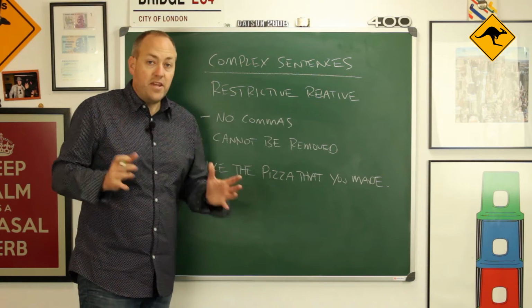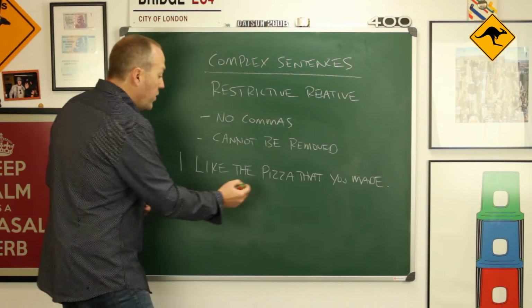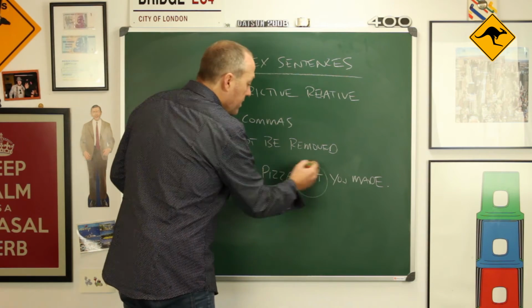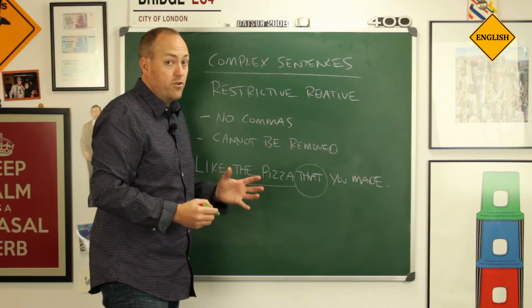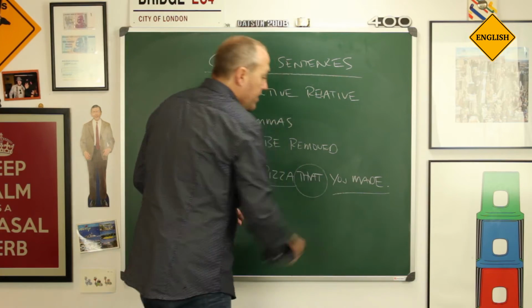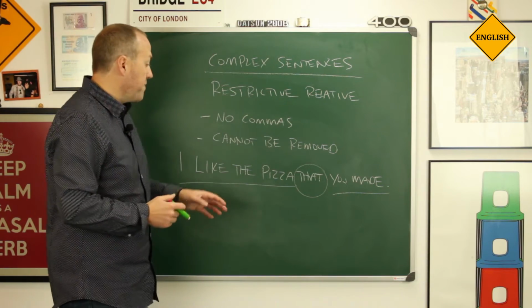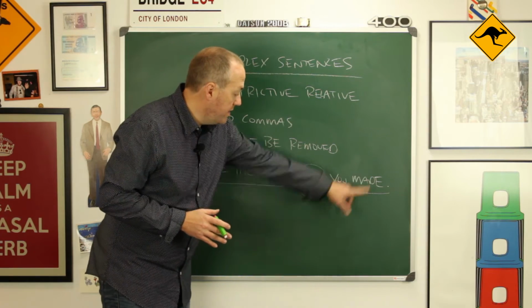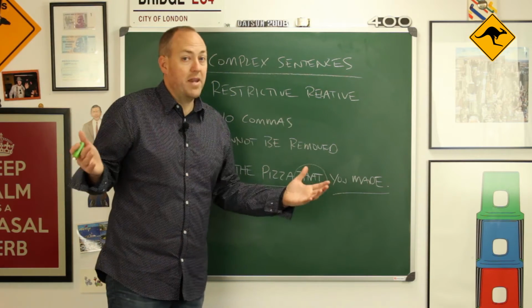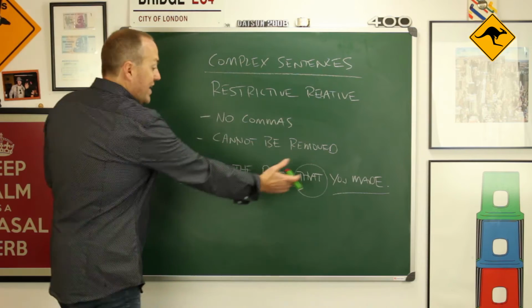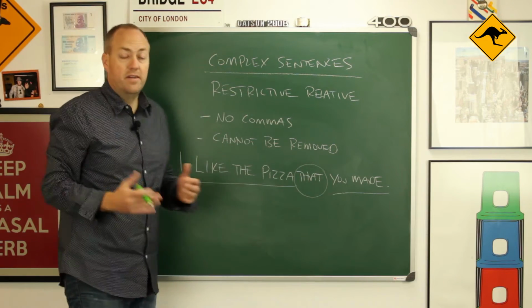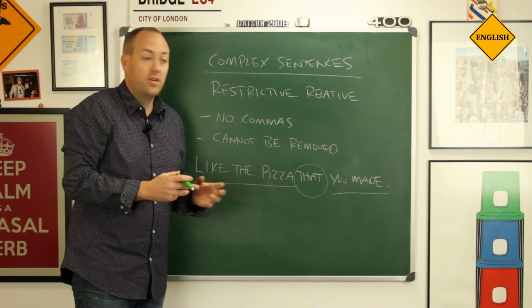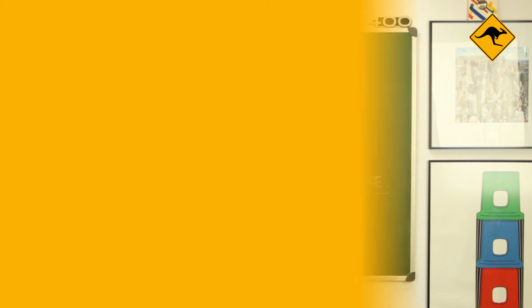I like the pizza that you made. So here we have the first part of the clause. We have our subordinating conjunction, and then you made. So this is different from a compound sentence because this part here, on its own, doesn't make any sense. It needs the first part to make sense. And that's why it's restrictive. It's restrictive because we cannot remove this part.